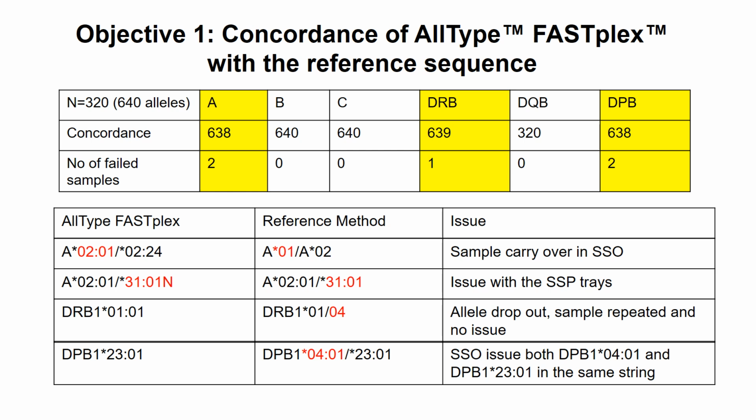The last example here was with AllType, a homozygous DPB1*23:01, but with our reference method, it was DPB1*01, DPB1*04:01 and 23:01. When we looked at the SSO string, we found that DPB1*04:01 and DPB1*23:01 were in the same string, and the technologist just took the common typing and forgot the other one.